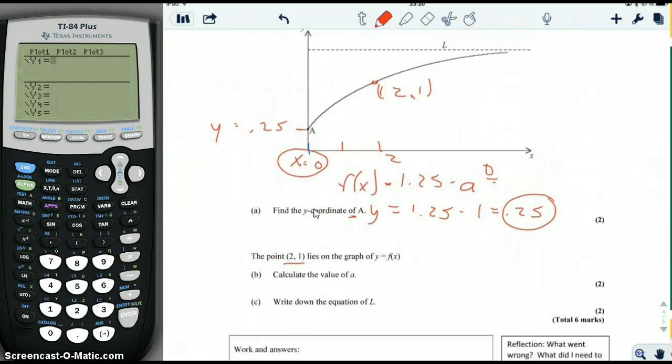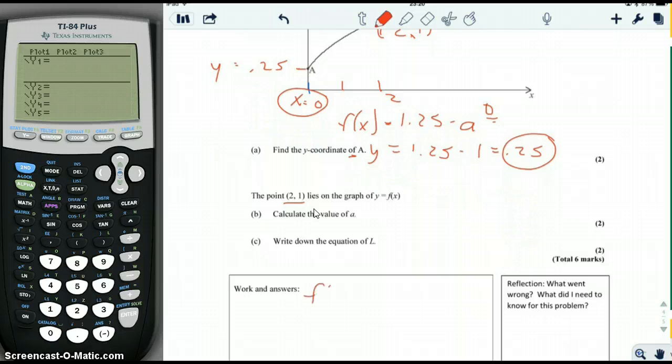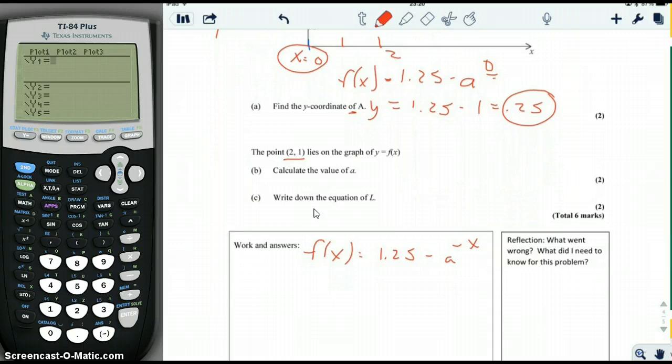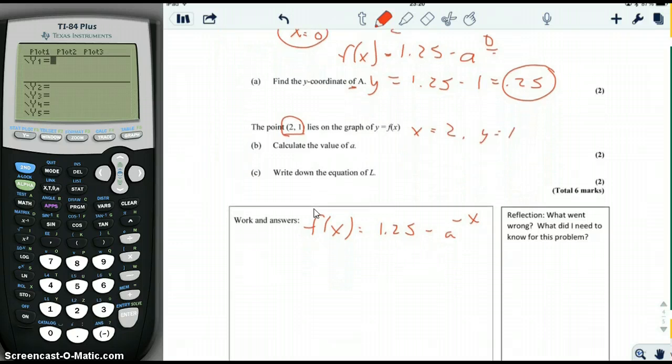So here they're giving us a clue as to what the value of a is. Let's write the function out again. f of x equals 1.25 minus a to the negative x. They just said that there is a point (2, 1), so x equals 2, y equals 1. I could just plug those in here. So 1 equals 1.25 minus a to the negative 2, since x is 2.